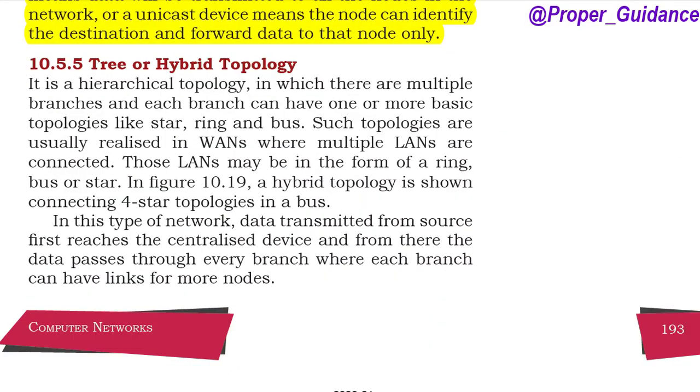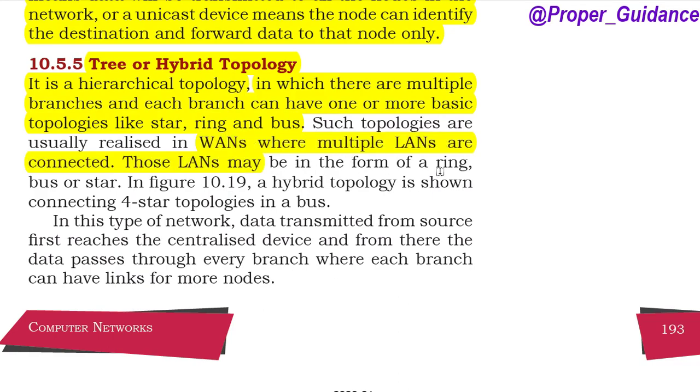After that, we will learn tree or hybrid topology. The name implies that it is a hierarchical topology in which there are multiple branches and each branch can have one or more basic topologies like star, ring or bus. Such topologies are usually realized in WANs where multiple LANs are connected.